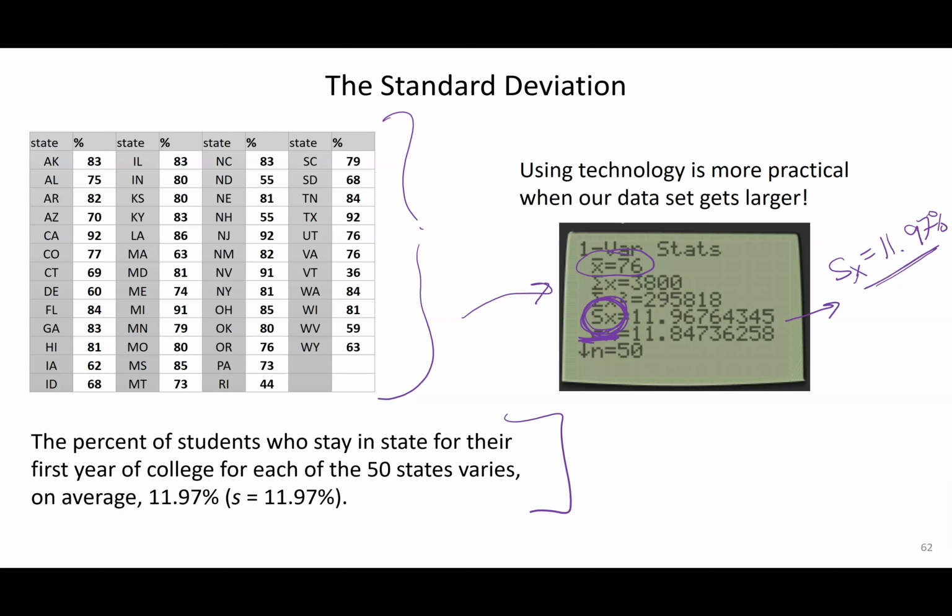So here's a write-up there. The percent of students who stay in state for their first year of college for the 50 states varies on average 11.97%. And definitely check this out, technology is your friend. If you have a data set that's more than like 5 or so observations, you're definitely going to want to use technology to help you out.